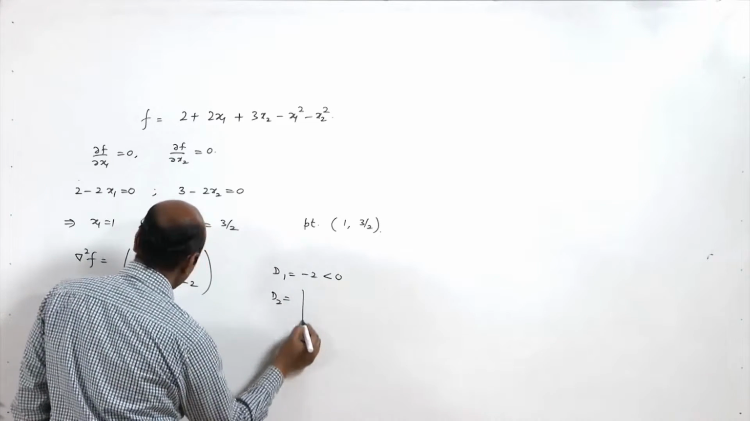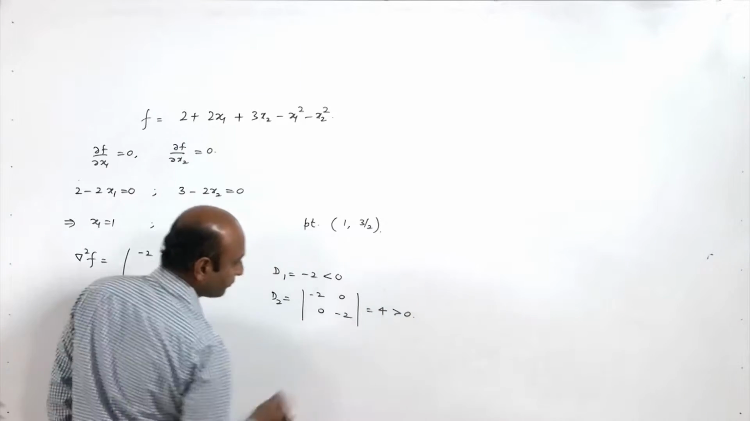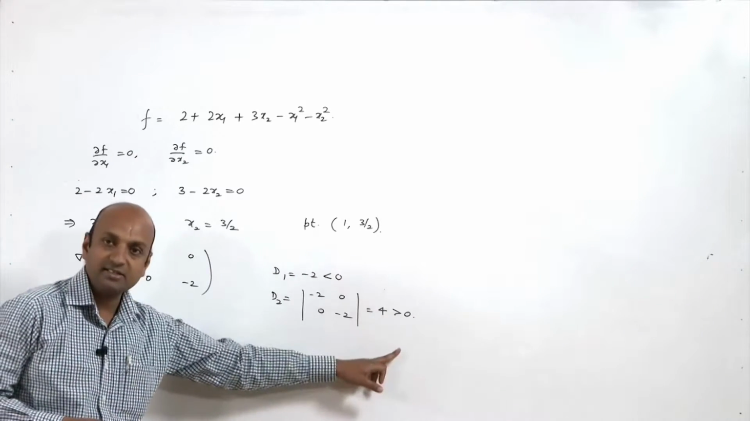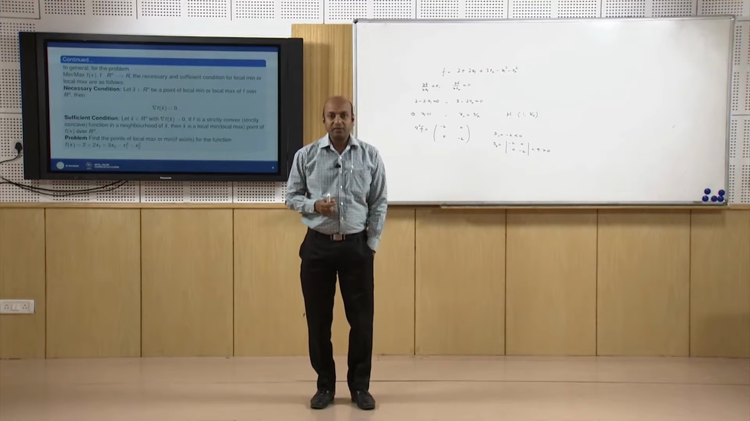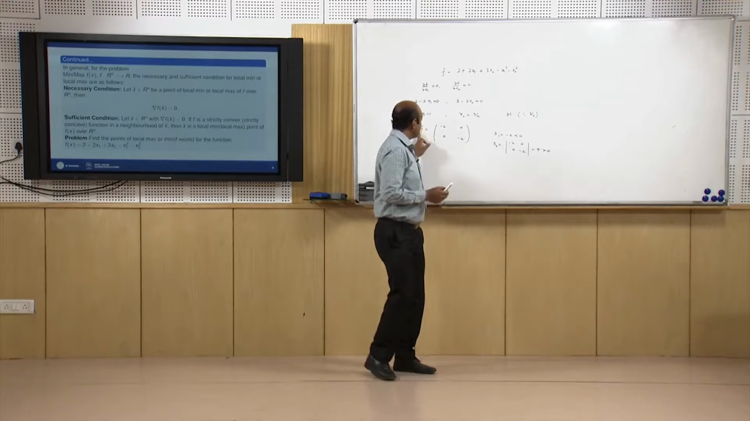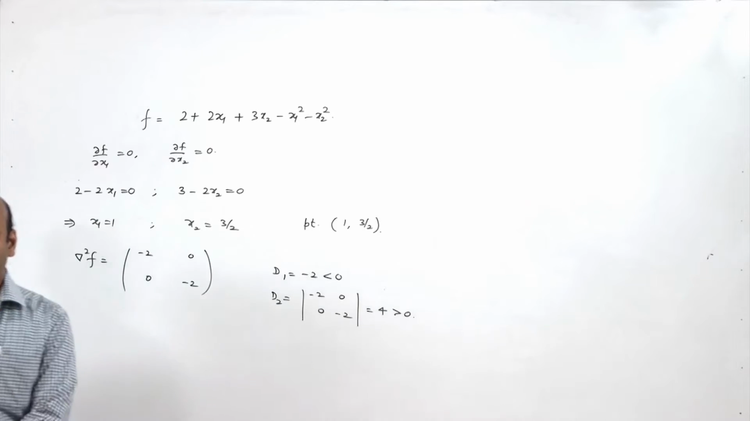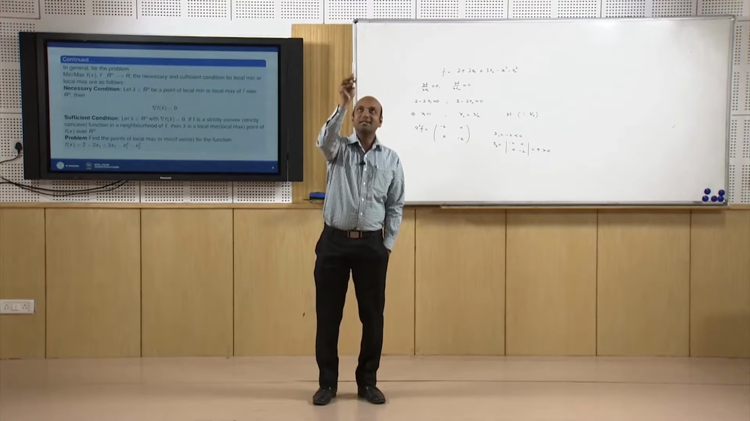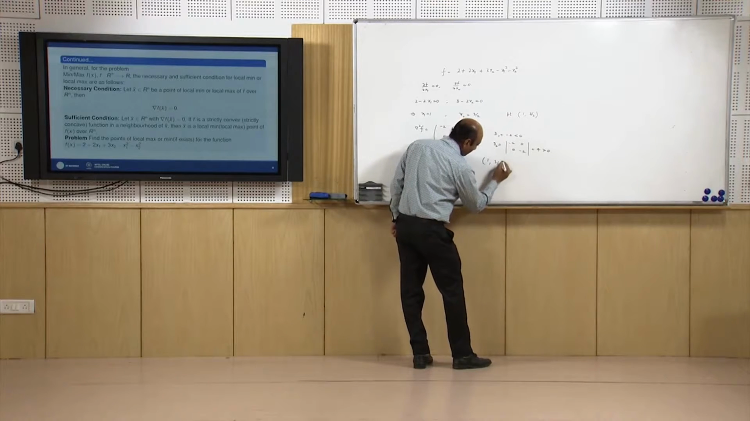d2 is the determinant of the 2 cross 2 matrix with entries minus 2, 0, 0, minus 2, which is again 4, which is greater than 0. So the first one is negative, the second one is positive, that means it is alternating in sign, that means this Hessian matrix is negative definite. Hessian matrix negative definite means the function is strictly concave, and strictly concave means we have an upper hyperbola like this, and that means that point will be a point of local maxima. So the point 1 comma 3 by 2 will be a point of local maxima.